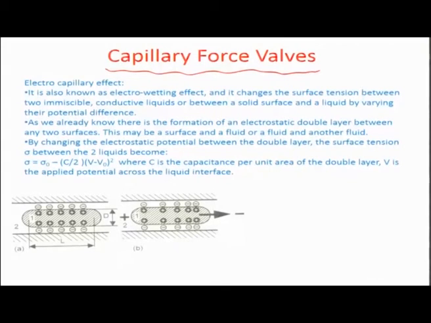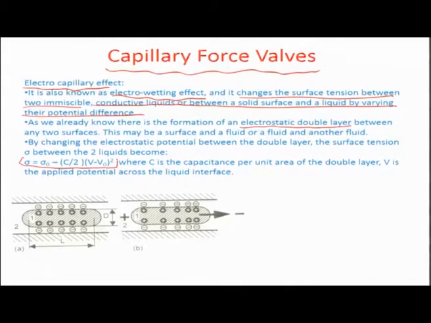something called an electrostatic double layer based actuation mechanism. It is also otherwise known as the electrocapillary effect or electrowetting effect, and it changes the surface tension between two immiscible conductive liquids or between a solid surface and a liquid by varying their potential difference. So, the surface tension equation that is provided because of a change in the electrostatic double layer is given by sigma equals sigma 0 minus C by 2 (V minus V 0) whole square.